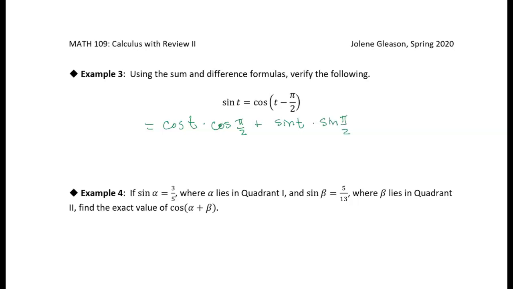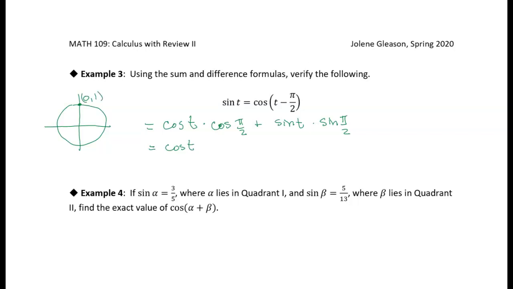So that's just the difference formula with t substituted for theta and pi over 2 substituted for phi. Okay. Now we know that the cosine of pi over 2, let me first of all just copy this down. Cosine of pi over 2, if I were to draw my little unit circle, pi over 2 is at 90 degrees. And the cosine up here is 0. And the sine is 1, right?